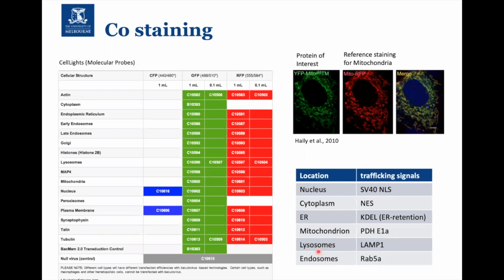So you could tag your protein of interest, say in this case in the YFP channel, and then use a mitochondrial RFP as a marker for the mitochondria, and you can then start to have a look at whether or not your protein is going to where you're expecting it to go.